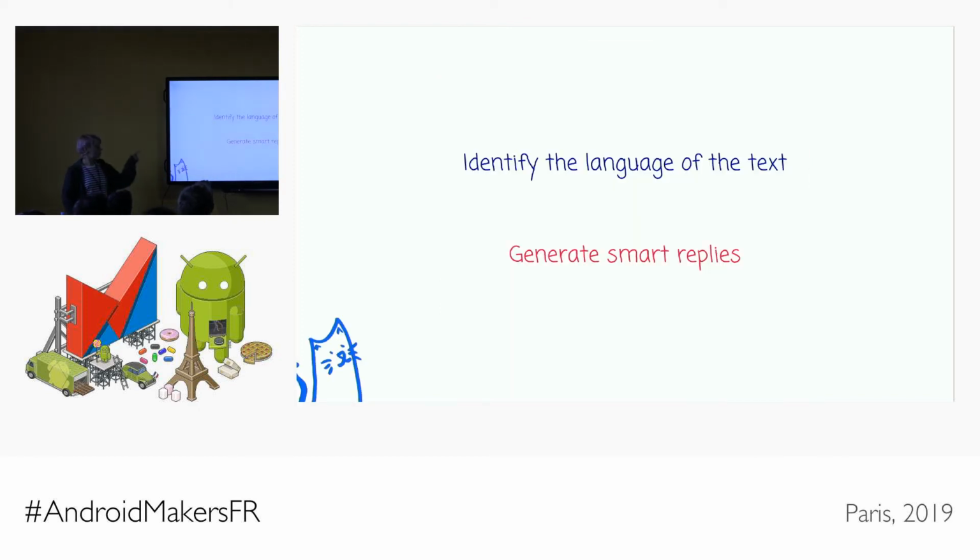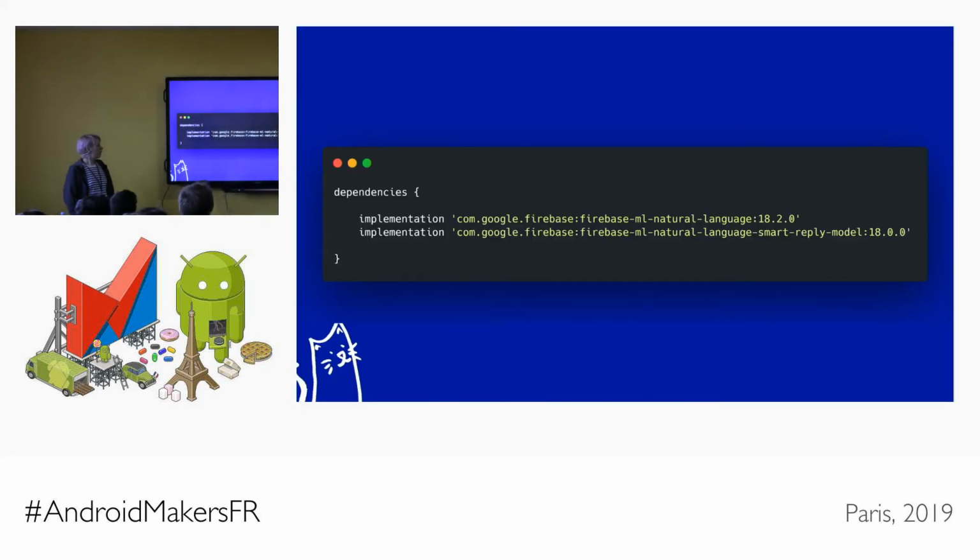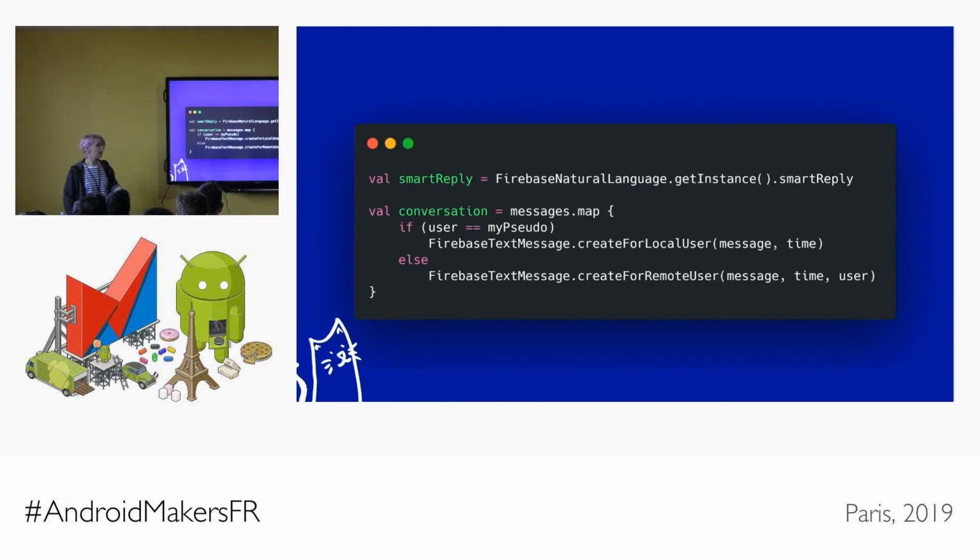So the second one is generate smart replies. They released it maybe 2 or 3 weeks ago, something like that. The dependency is always the same, the Firebase dependency, and here the Firebase ML natural language. Besides, you need to add these things in your build.gradle to not compress the TF Lite model, because in this case, unlike the other MLKit features, it's a TensorFlow Lite model you download from Google.